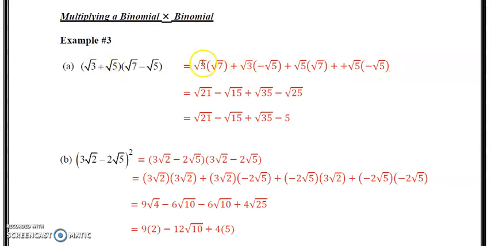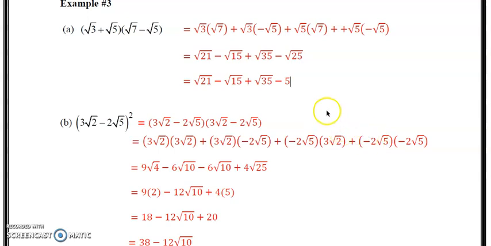Okay, so square root 3 times square root 7 is square root 21, and that's simplified. There's nothing you can do. That's why I have it written here. The square root of 3 multiplied by the negative square root 5 becomes minus root 15. Again, that can't be simplified. And then we have the square root of 35 coming from root 5 times root 7. That can't be simplified. There's no perfect square factors of 35. And then 5 times 5 is 25, and it subtracts, so subtract root 25, and that can be simplified just to 5. And there's your final answer. Okay?